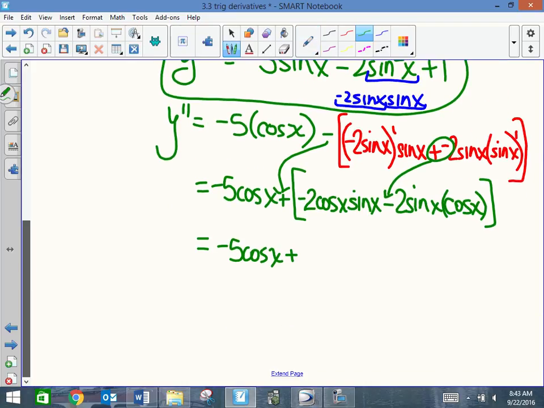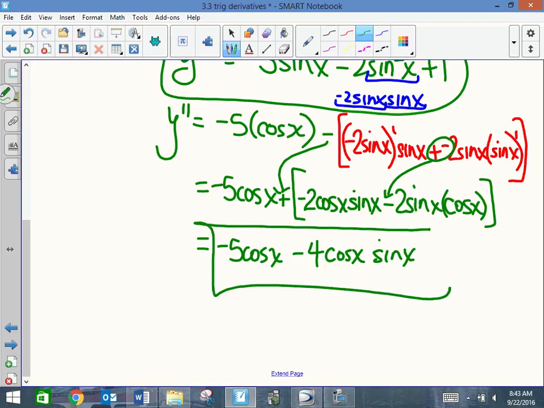I get you. Okay. All right, so what is all that mess? It's the same thing, right? These are common, same terms. So how many is that? -4 cosine of x, sine of x.